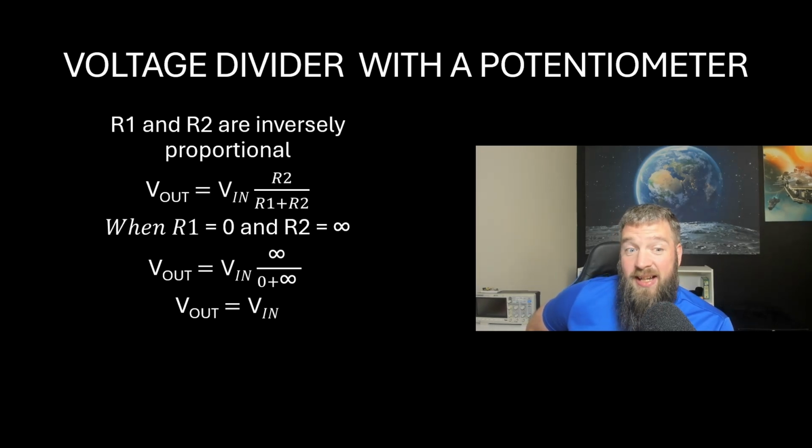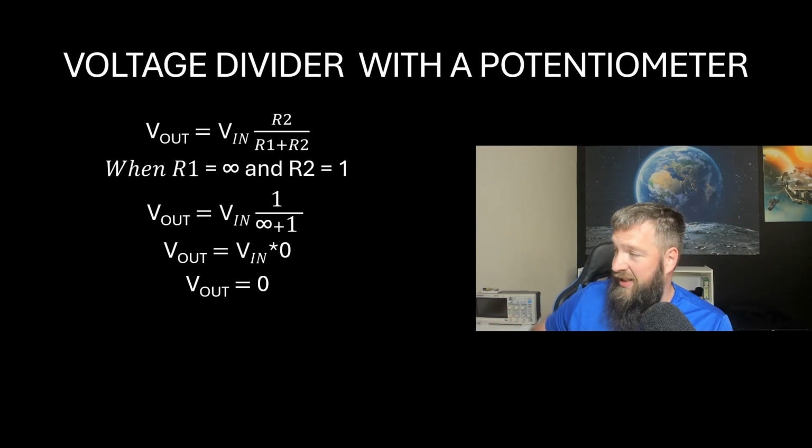So we can imagine a hypothetical scenario where we have R1, which is close to zero, and R2 will be infinity. So in this scenario, your V out is going to end up equaling your V in. Then you have this inverse scenario where your R1 is near infinity, and because we can't divide by zero, let's set the R2 to 1. When you have 1 over infinity, your output on your V out is going to approach 0.